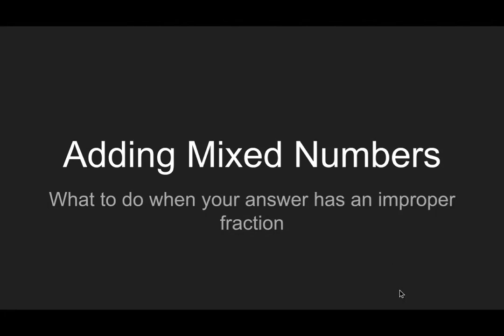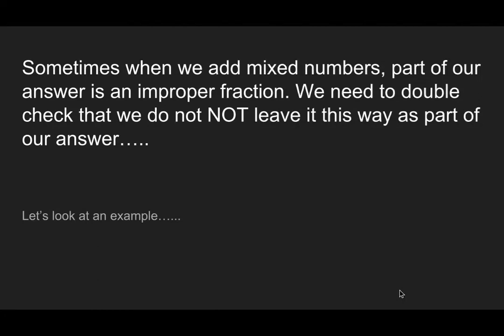An improper fraction, in case you forget, is when your numerator is bigger than your denominator. When you're adding and subtracting, this also means that if your numerator is equal or the same as your denominator, then you also want to make sure that you change that to a mixed number or a whole number. So sometimes when we add mixed numbers, part of our answer is improper. We need to double check that we do not leave it this way as part of our answer. So let's look at an example together.